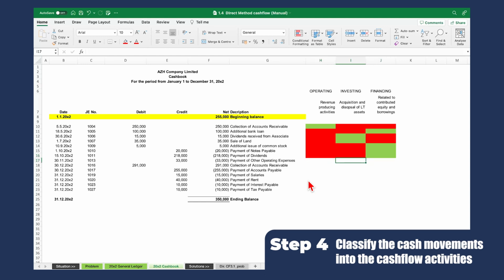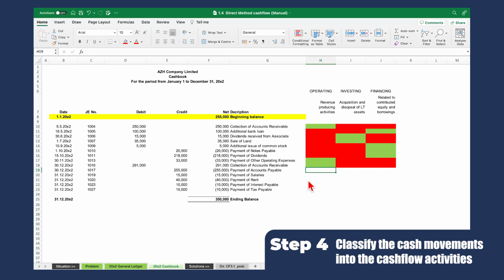Payment of other operating expenses. It is a credit of 33,000 and we paid different suppliers. From the name itself, operating expenses, it is related to the revenue producing activities of the entity because without these operating expenses, we will not be able to generate sales to the customers. So this is an operating activity. Collection of accounts receivable again. This is just the same as the first row. So we received cash from the customers, so it is going to be an operating activity.